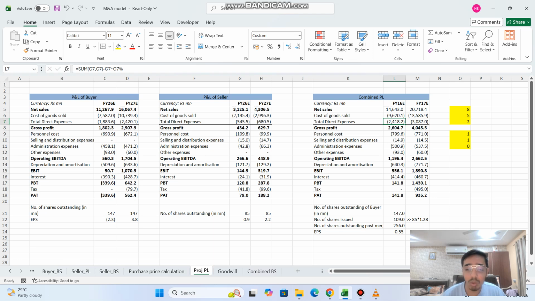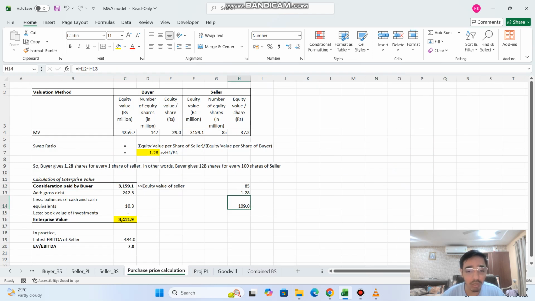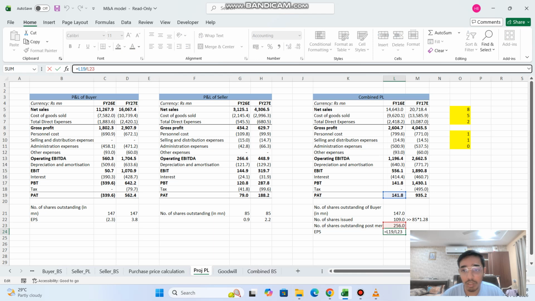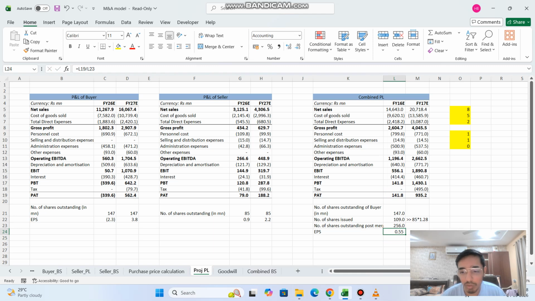And if you want to calculate the EPS of the combined entity, what you do is you take the number of shares outstanding of the buyer, which was 147 million. Then you take the number of shares issued, which we had calculated over here. 109 million additional shares were issued by the buyer company to purchase the seller company, which takes the total to 256 million shares. To calculate the EPS, you simply have to divide the final profit after tax by this 256 million, which comes to 0.55. Okay, so this was a brief explanation as to how you model a merger.